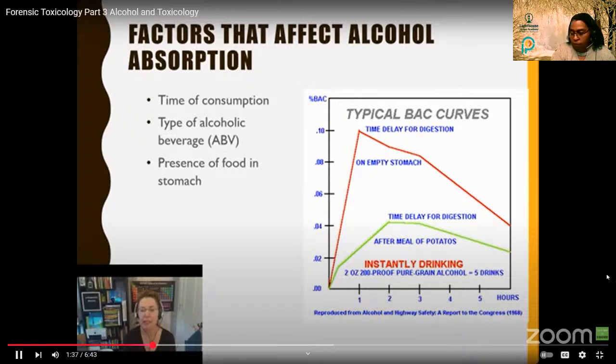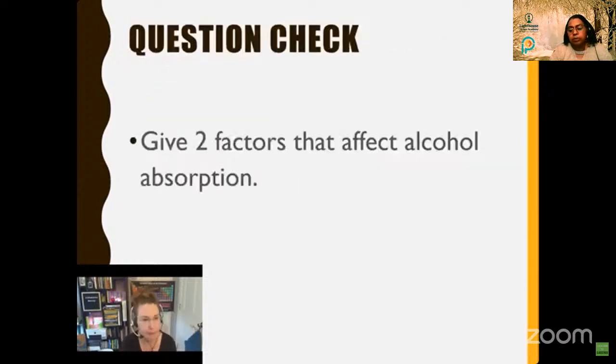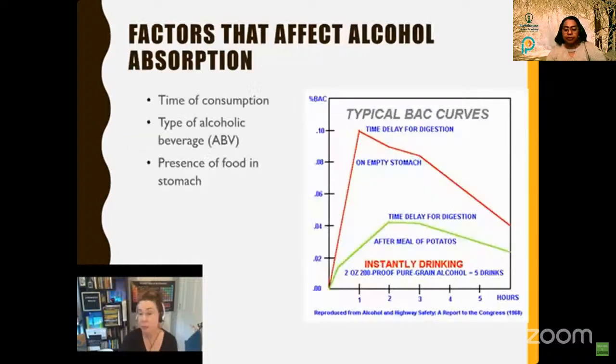Is the absorption of that alcohol in the body. The red line that you see there was the same amount of alcohol, but given on an empty stomach. You see the increase in blood alcohol content is much quicker, and the decrease takes a much longer time. What are 2 factors that affect alcohol absorption in the body? You all have the answer to that because you just wrote down 3. Excellent. If you said time or rate of consumption, type of beverage, or presence of food in the stomach, you would be correct.